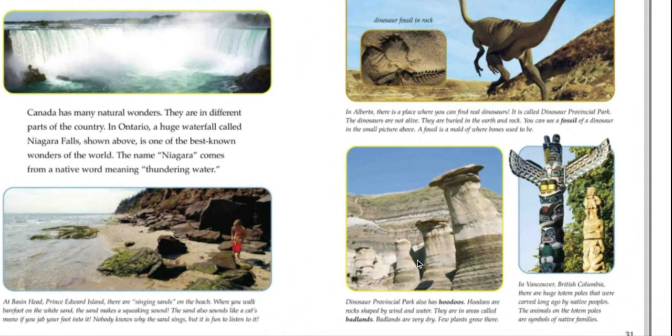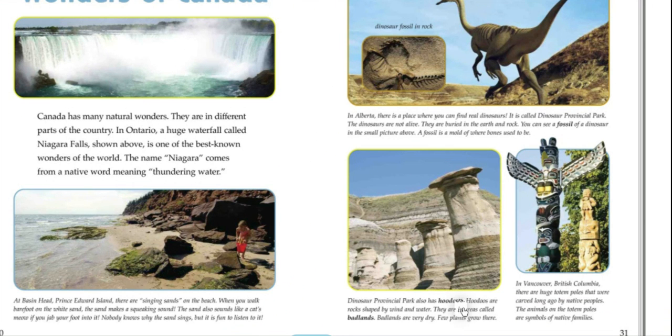Okay. Dinosaur Provincial Park also has hoodoos. Hoodoos are rocks shaped by wind and water. They are in areas called badlands. Badlands are very dry, and few plants grow there. In Vancouver, British Columbia, there are huge totem poles that were carved long ago by native peoples. The animals on the totem poles are symbols of native families.